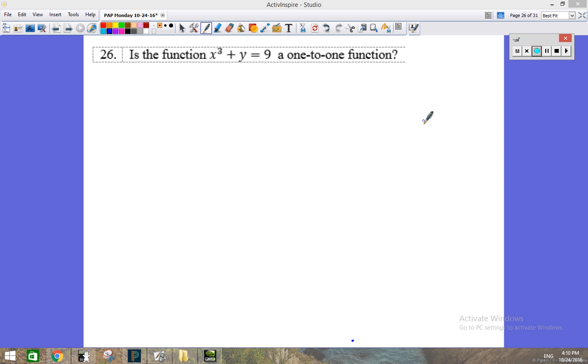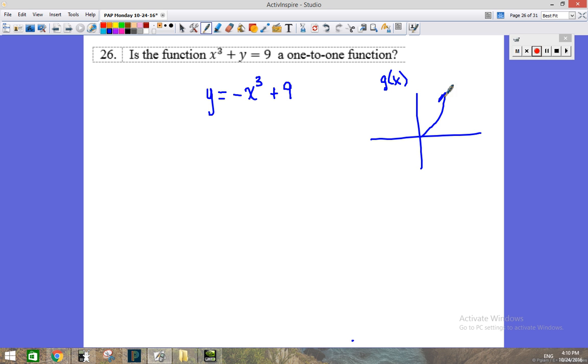Let's take a look at problem number 26. They've given me a function. I know it's a function because I'm familiar with cubic functions. I know that my parent function for a cubic function looks like this. And I know this negative sign reflects it across the x-axis.